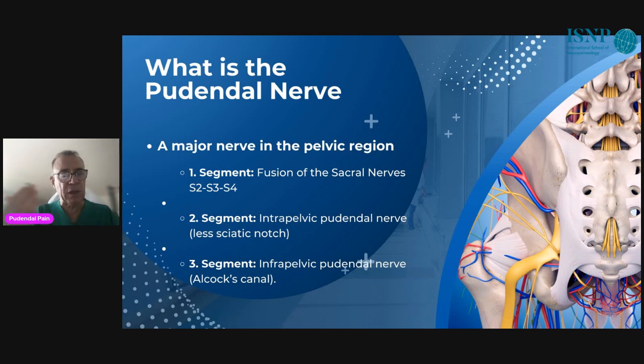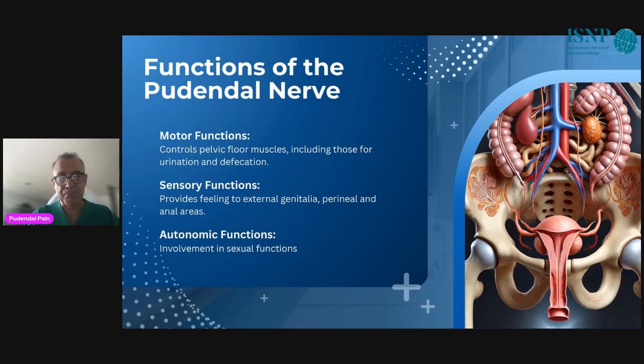So you see, the pathology of the pudendal nerve fibers can occur at the level of the sacral plexus, at the level of the pudendal nerve above the pelvic floor inside the pelvic cavity, or below the pelvic floor. What we call Alcock canal syndrome is the pathology of the pudendal nerve below the pelvic floor, outside the pelvic cavity.